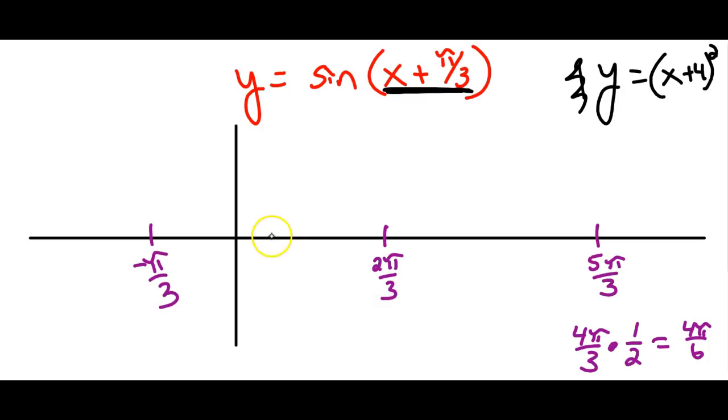And I still have to come up with a halfway point between these 2 points, and the halfway point between these 2 points, using the same method. Take negative pi over 3 plus 2 pi over 3. I get pi over 3. Times that by 1/2, I get pi over 6. So this point's pi over 6.